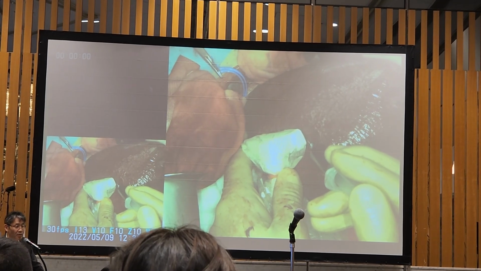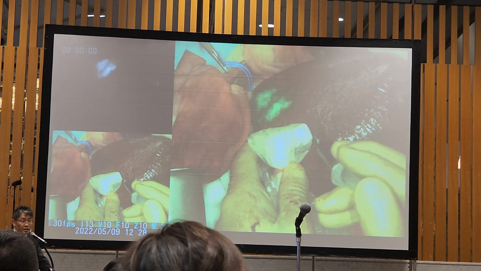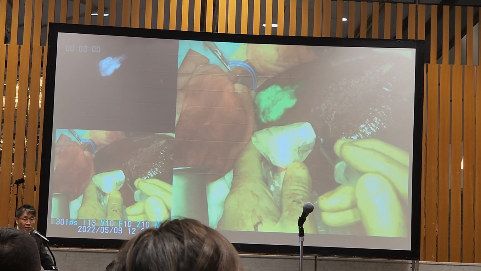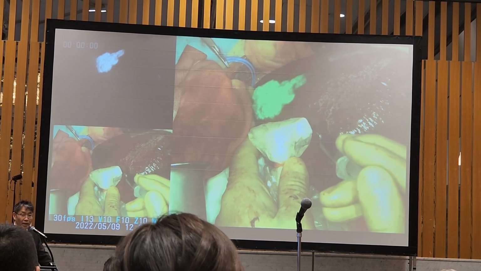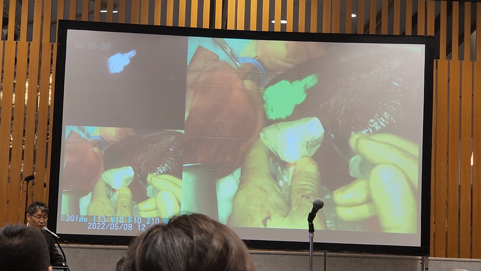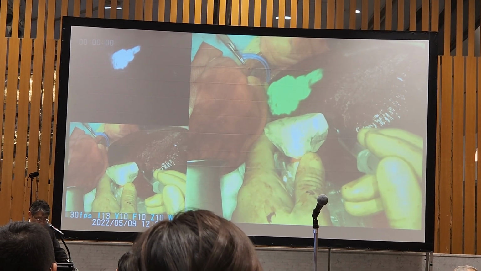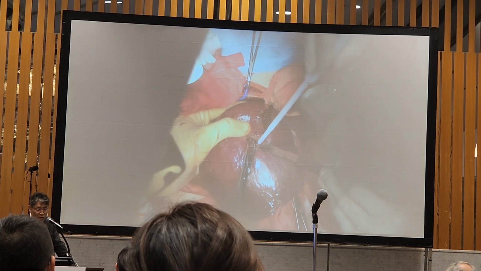Segment 8 tumor by positive staining technique to identify the lesion of the segment 8 ventral side. The ICG solution is injected into the P8 ventral branch. This image is obtained by the other imaging system, so the imaging quality is high definition, not 4K. But anyway, this lesion is clearly visualized and this lesion is removed.